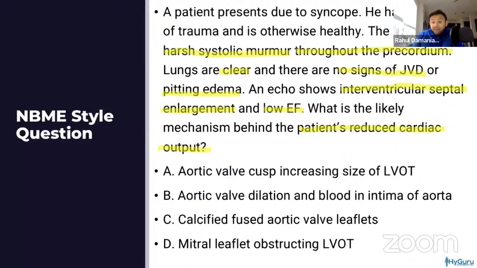A, aortic valve cusp increasing size of the left ventricular outflow tract. B, aortic valve dilatation and blood in the intimal layer of the aorta. C, calcified fused aortic valve leaflets. Or D, mitral leaflet obstructing left ventricular outflow tract? What do you all think is the answer here?